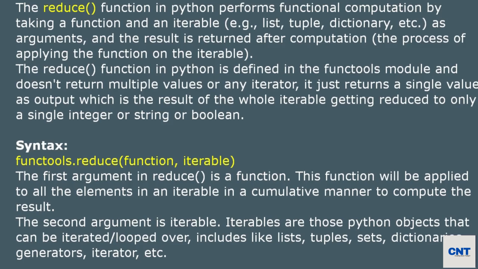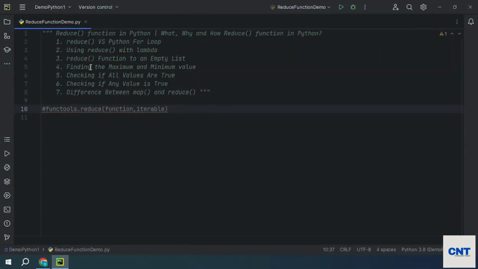If you see, this is the syntax of the reduce function. Reduce belongs to the functools module. The first argument in reduce is a function. This function will be applied to all the elements in an iterable in a cumulative manner to compute the result. The second argument is the iterable. Iterables are those Python objects that can be looped over, including lists, tuples, sets and dictionaries.